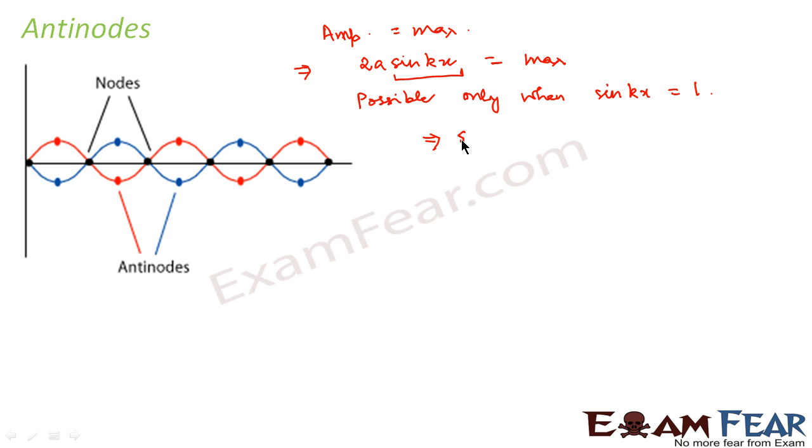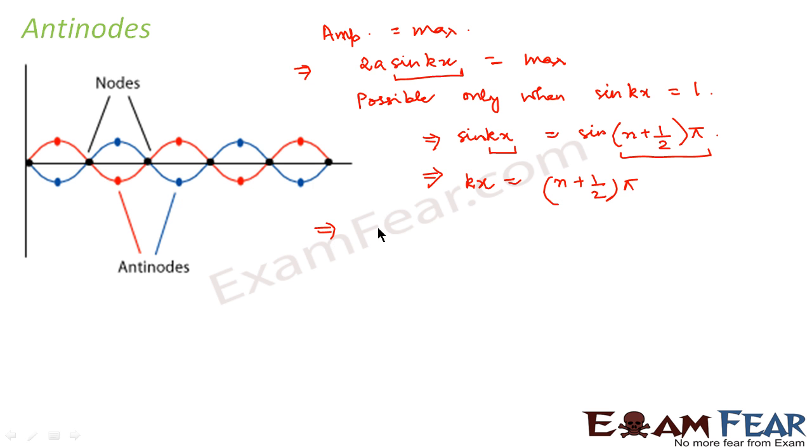Now this we can write as sine kx is equal to sine (n plus 1 by 2) pi, right? So we can say that kx is equal to (n plus 1 by 2) pi. Now if you are not aware of why I am writing 1 as sine (n plus 1 by 2) pi, you must refer to your trigonometry classes, because these are small details which you come across when you go through your trigonometry chapters. So from this you get kx is equal to (n plus 1 by 2) into pi.